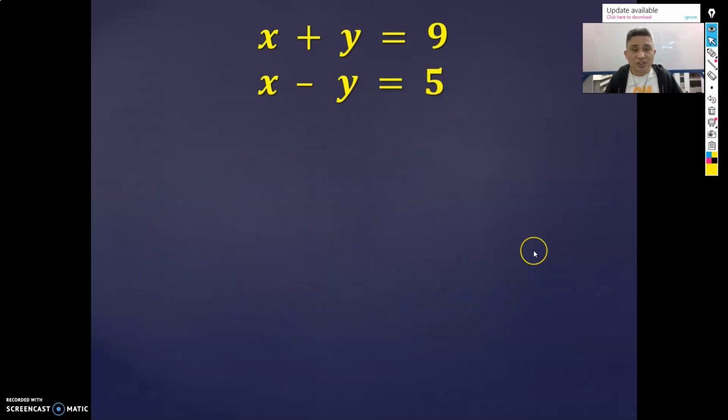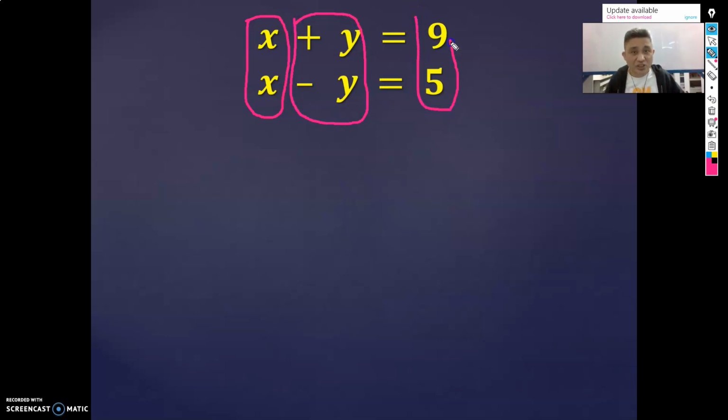Okay, so let us start with example number 1. Given is x plus y equals 9 and x minus y equals 5. Our solving goes downward, not horizontal, although you see them written horizontally. So, what we will do is add them.